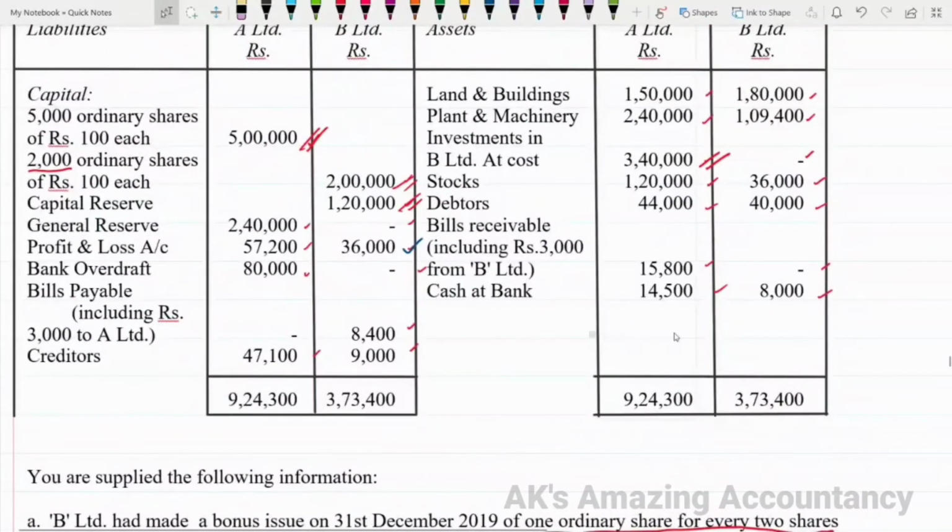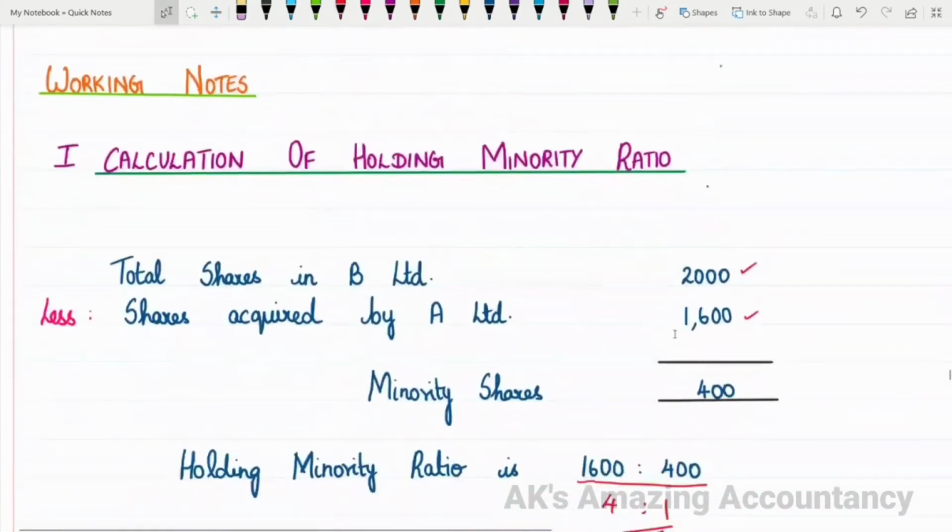In the balance sheet, as far as capital reserve is concerned, you don't have any capital reserve for A Limited. General reserve for A Limited is 2,40,000 and profit and loss account for A Limited is 57,200. This will be considered now while preparing the consolidated balance sheet. This 36,000 B Limited's P&L account we have already treated while calculating the capital profit. Okay. Now let us proceed further with note number 2.